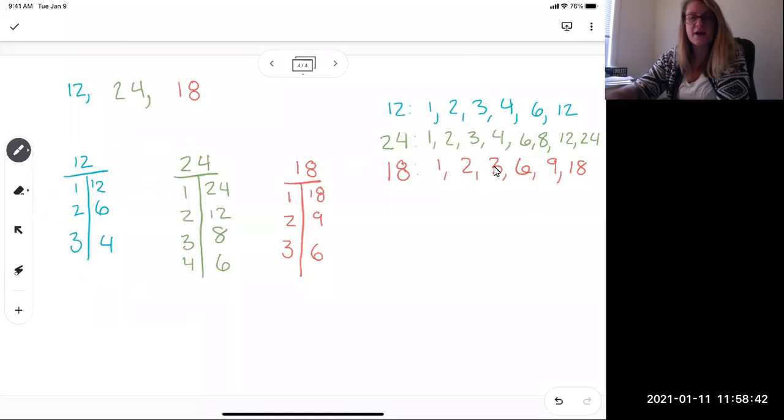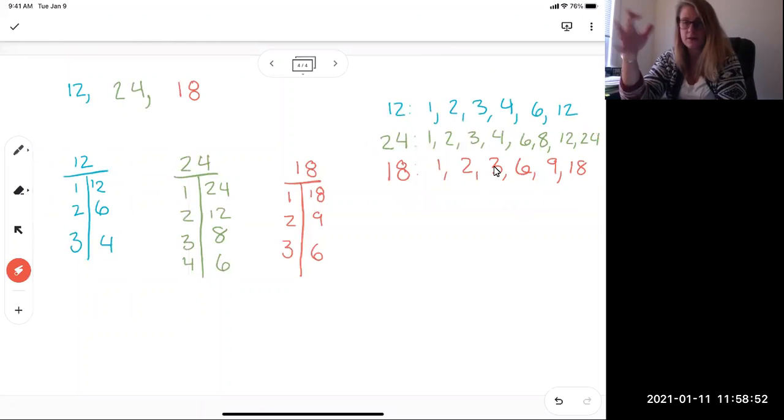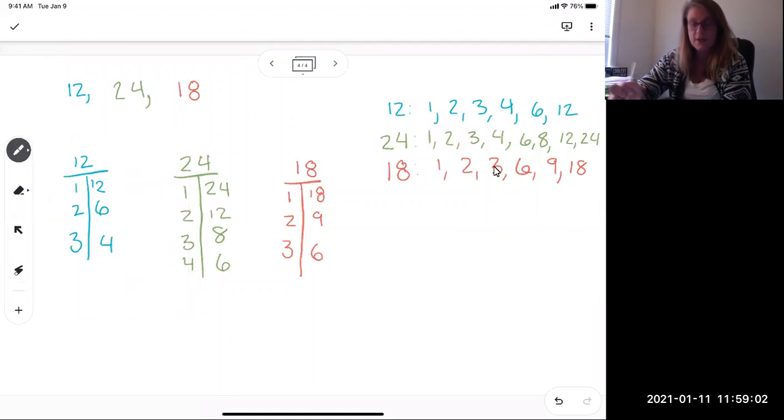So here I wrote out the factors of all 3 of my numbers, but I listed them over to the side so that you could see all of them together instead of underneath. Because I think when we line it up, it makes it a little bit easier to identify what numbers all 3 of them have in common. So we're going to circle the numbers that they all have in common, all 3 of them.